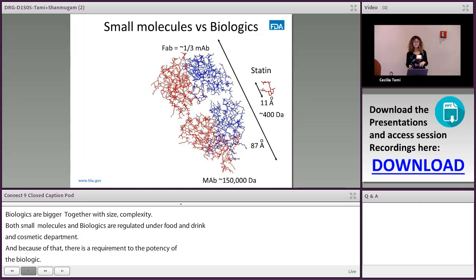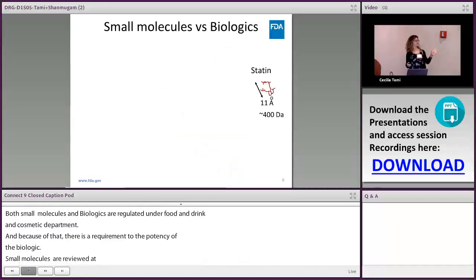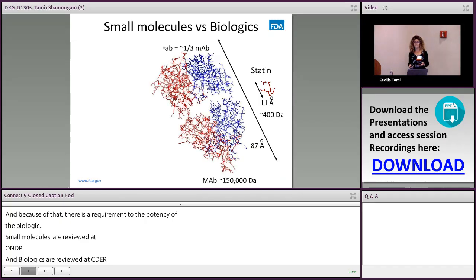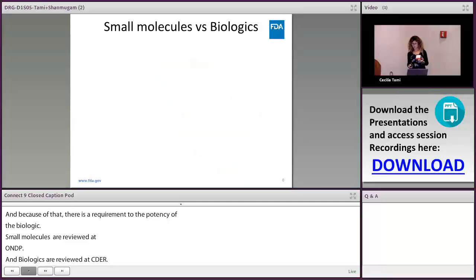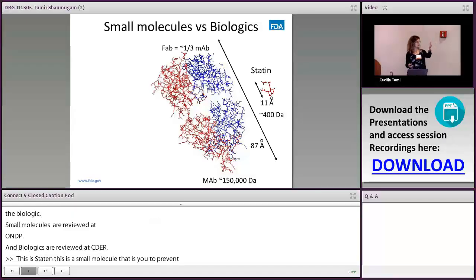So this slide is a little bit to elaborate on what I have just said. Let me go back so I do the presentation timely. So this is a statin. This is a small molecule that is used to lower lipids and prevent heart attack and stroke. And this is a monoclonal antibody. As I said, it's obvious. Statin, as a small molecule, is small.